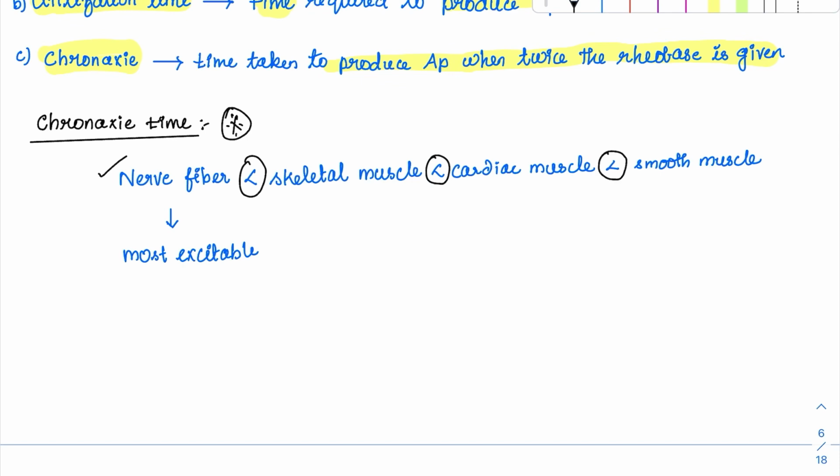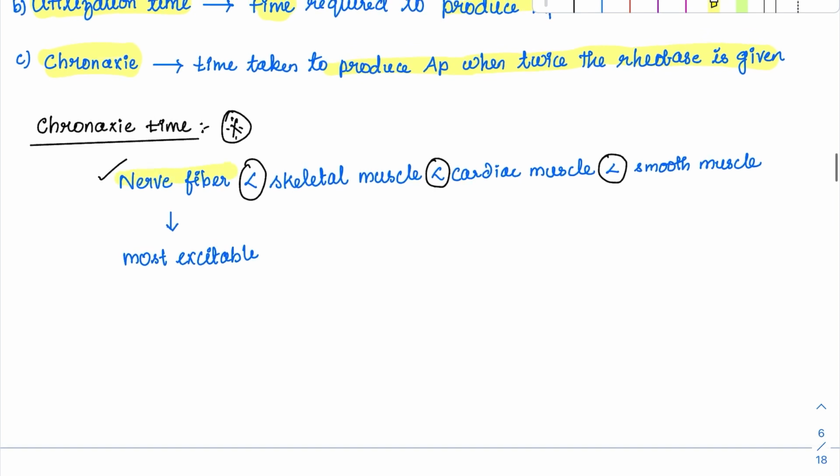So which tissue is easily excitable? If the Chronaxie time is small, is it good or bad? It is good. It means that it is easily excitable. It is getting excited in a much shorter duration. So the nerve fiber is the one which is most excitable. We have to remember this order also. Nerve fiber is the most excitable, followed by skeletal, cardiac and smooth. While studying, we will be studying in the same sequence, so nothing to mug up. You can just remember it: nerve fiber followed by all three groups of muscles.